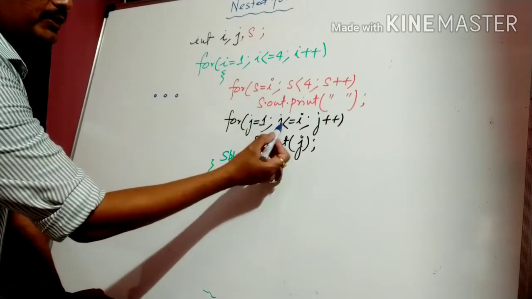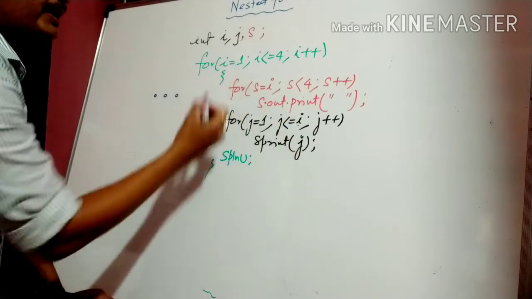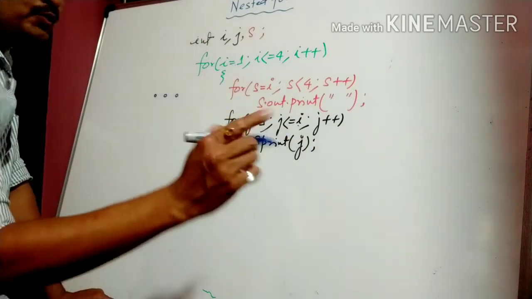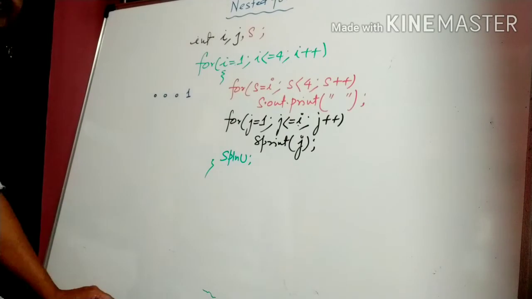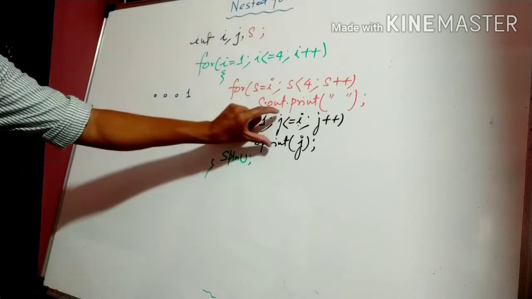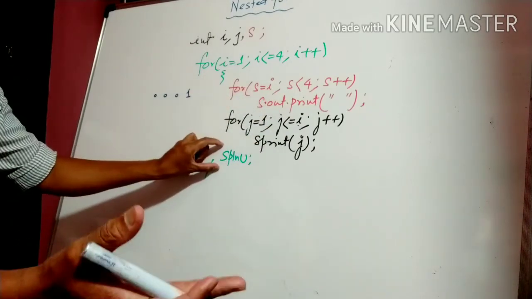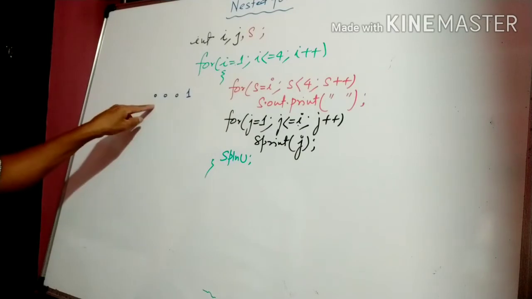Now execute this black portion. J is equal to 1. J less than equal to I. The value of I is still 1. It will execute 1 time. What will it print? 1. This part is over. Println. You know very well, line change. Your cursor will be here.